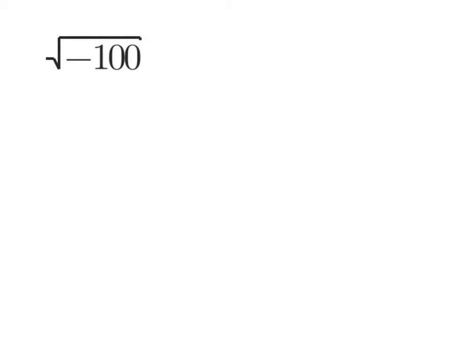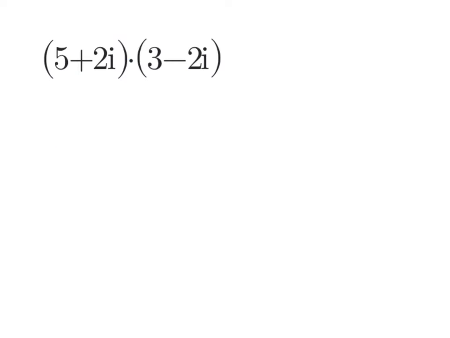Let's continue messing around with complex numbers. First of all, if we want to simplify something like the square root of negative 100, how we use the imaginary part is we look at this as the square root of 100 times the square root of negative 1. Of course, the square root of 100 is 10, but the square root of negative 1 is that imaginary unit, i. How we do arithmetic with complex numbers is just like how we would do arithmetic with any other binomials.